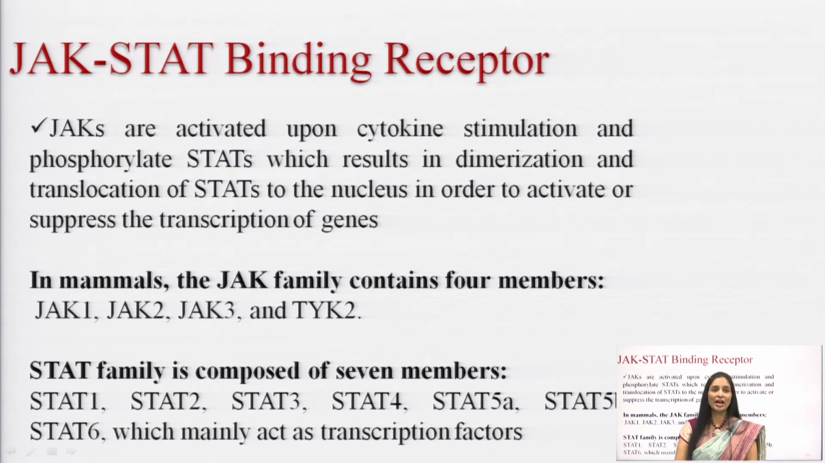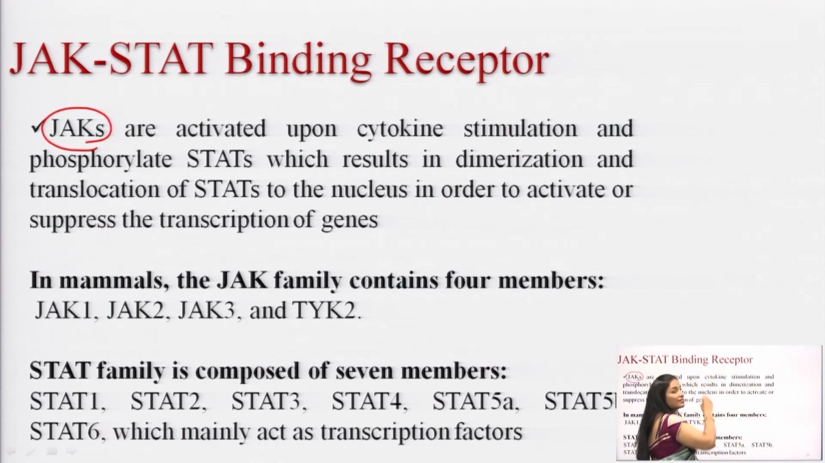So, what is the JAK-STAT binding receptor? If you see here, students, JAK is an intracellular kinase which gets activated when the ligand binds to its receptor. What is the ligand here? The cytokine is the ligand. When the cytokine stimulates its receptor, the JAK will get activated. Once the JAK gets activated, it will phosphorylate the STAT, and this STAT will dimerize and translocate inside the nucleus and cause the cellular changes.